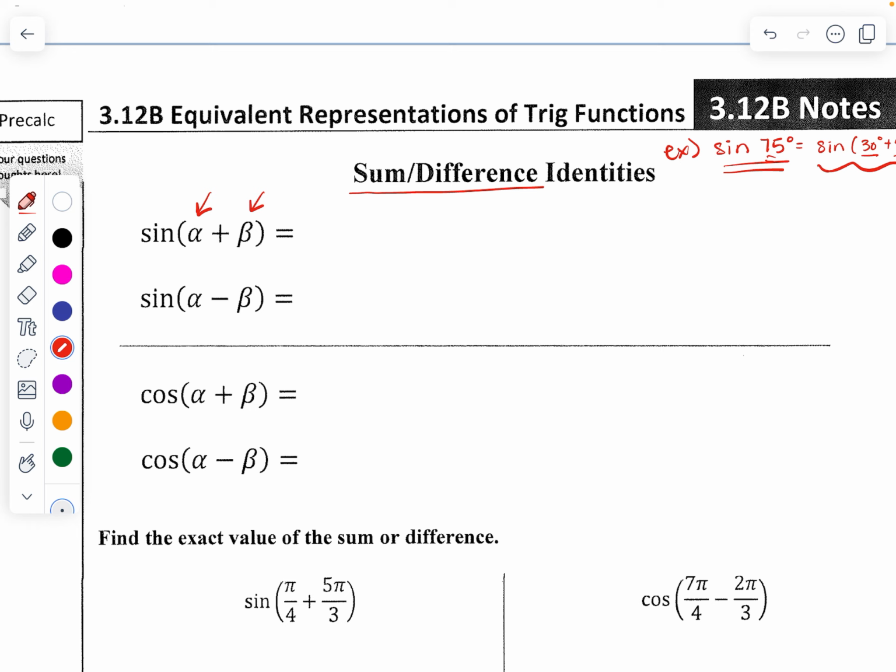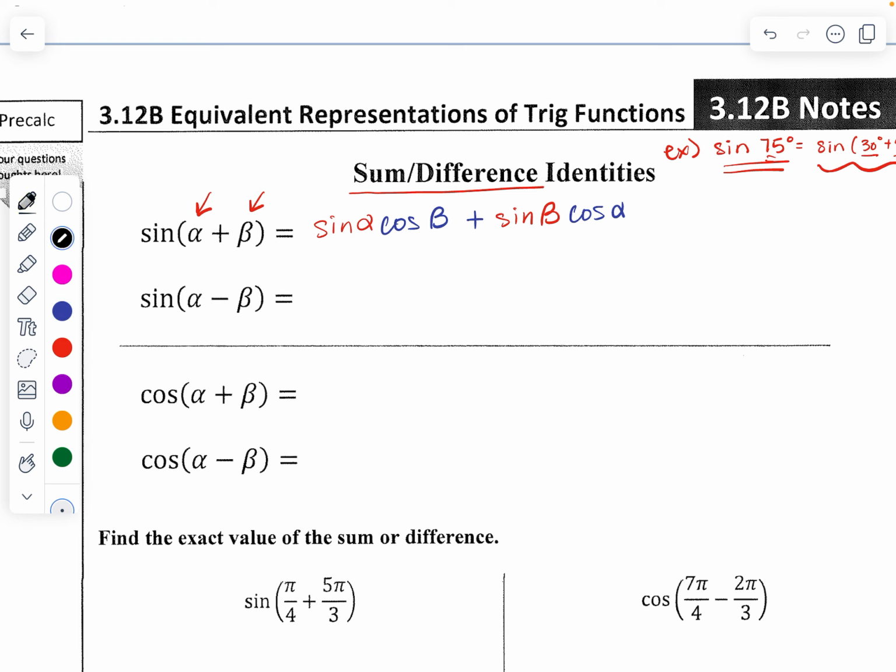So sine of alpha plus beta is the equivalent of sine alpha times the cosine of beta, plus sine of beta times the cosine of alpha. Okay, so the sine of the first angle times the cosine of the second angle plus the sine of the second angle times the cosine of the first angle.